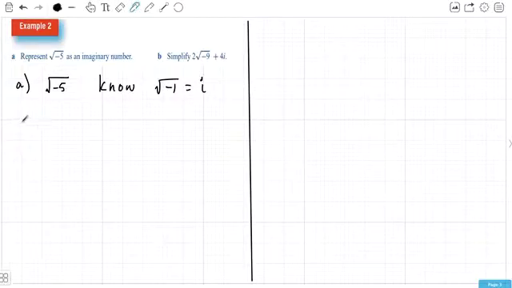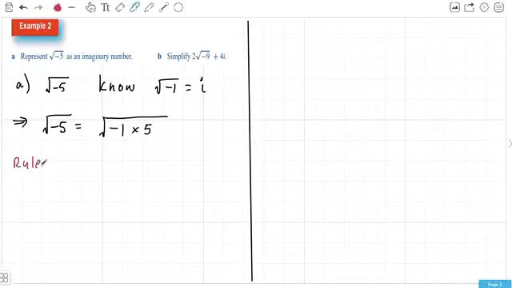So we're going to just rewrite this so that we've got the square root of negative 5 equals, we're going to break it up so we've got negative 1 in there times 5, because negative 1 times 5 is negative 5. Now the key rule with surds and square roots is remembering that if you have the square root of a times b, that's equal to the square root of a times the square root of b.